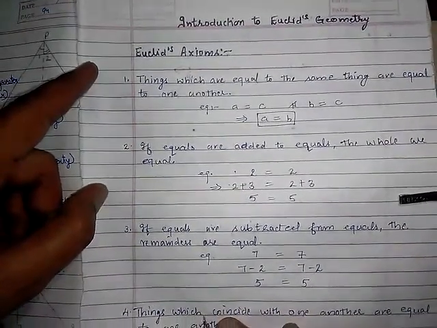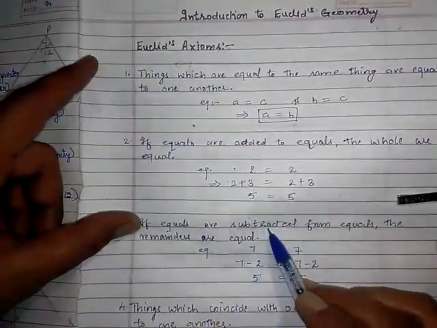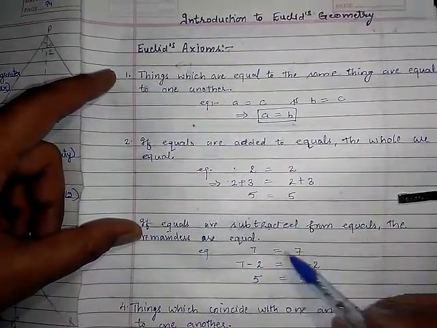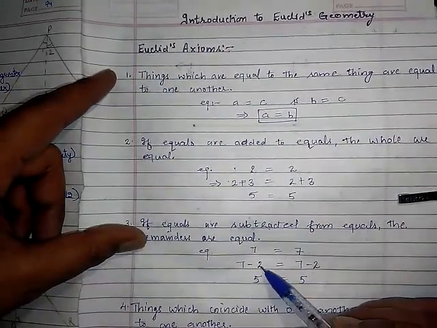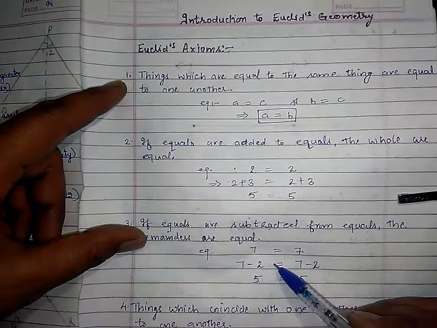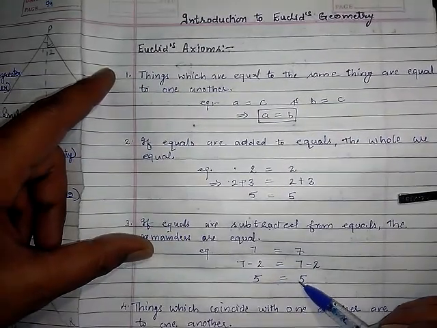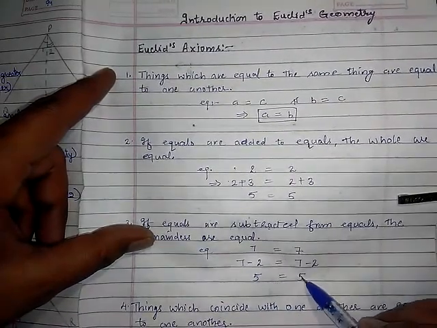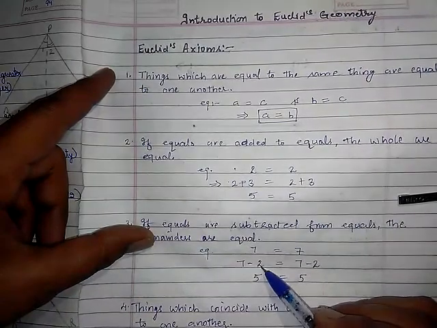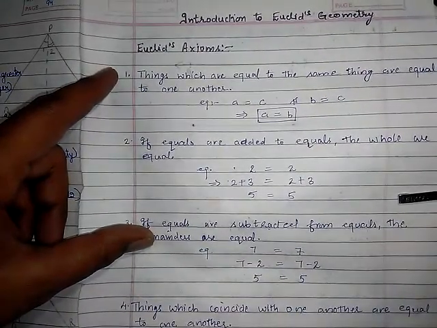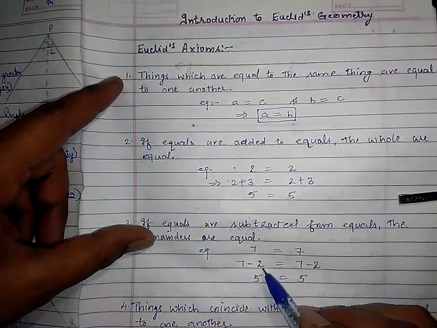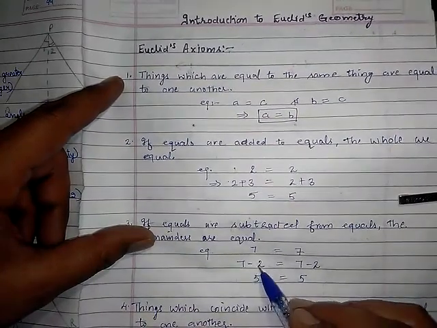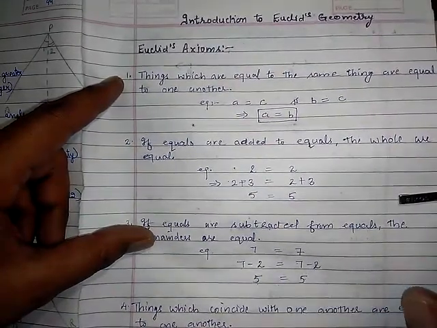Similar is the third one. If equals are subtracted from equals, the remainders are equal. For example, 7 is equal to 7. If you subtract the same number, that is 2, from both hand sides, then you will get the same remainders at the end. 7 minus 2 will give you 5, and here also 7 minus 2 will give you 5. But the condition is that you need to subtract equal quantities from both hand sides. If you subtract 5 from here, then you should subtract 5 from here also. So 7 minus 5 will give you 2, and 7 minus 5 will give you 2 here also. Clear?